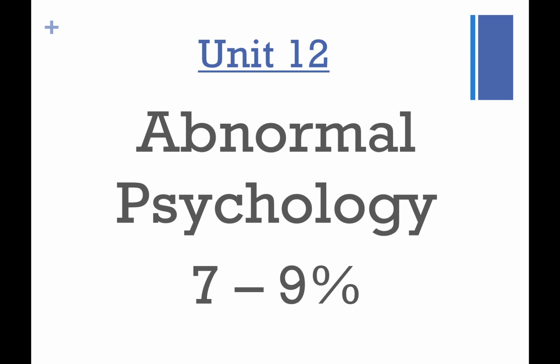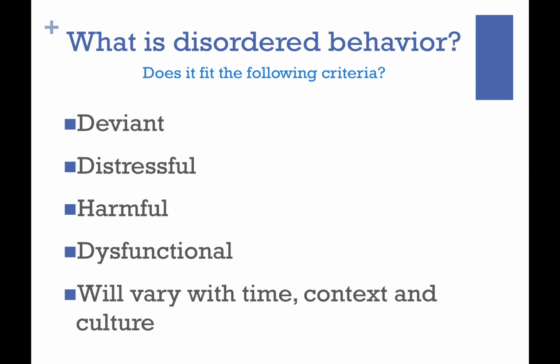Unit 12 is abnormal psychology, or studying the various categories and classifications of psychological disorders according to the diagnostic criteria in the DSM-5. So to get into the categories of disorders, you first have to consider what makes something a psychological disorder as opposed to just a deviant trait or a behavior that someone may possess or someone may have.